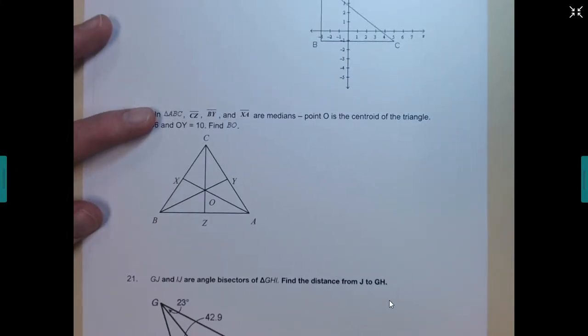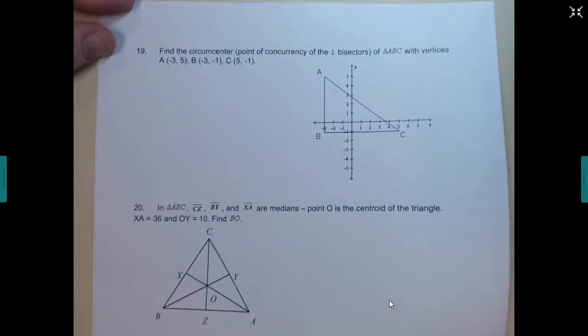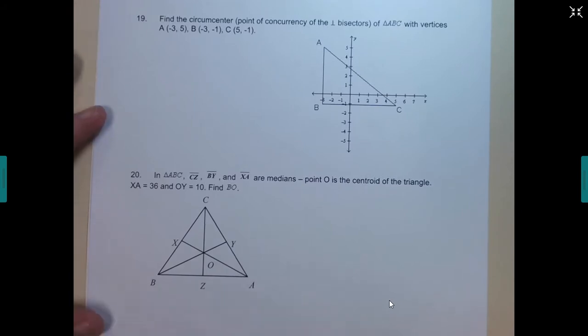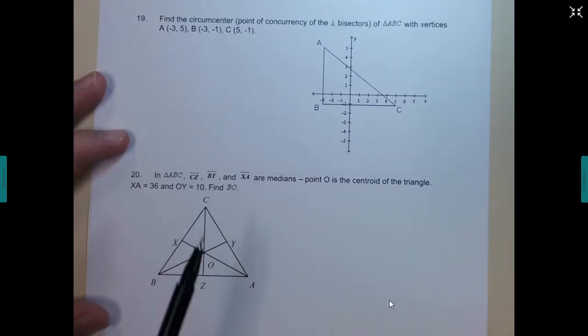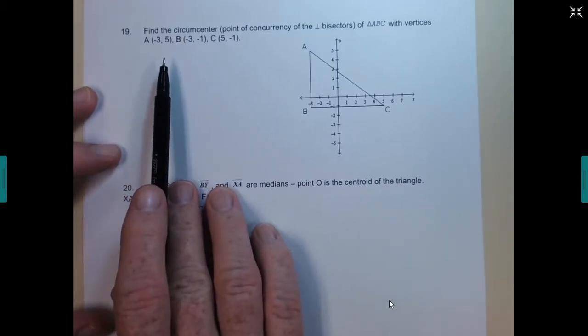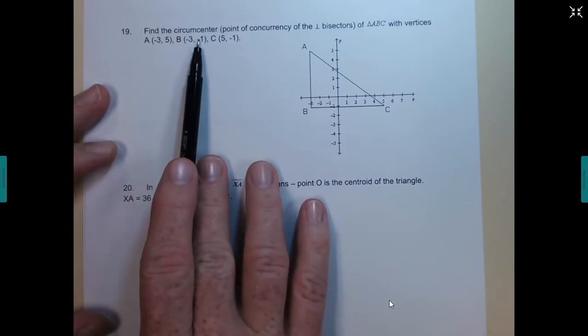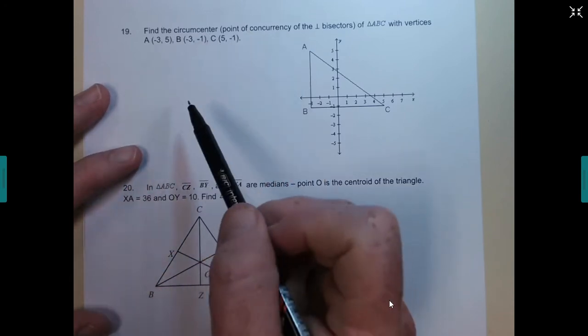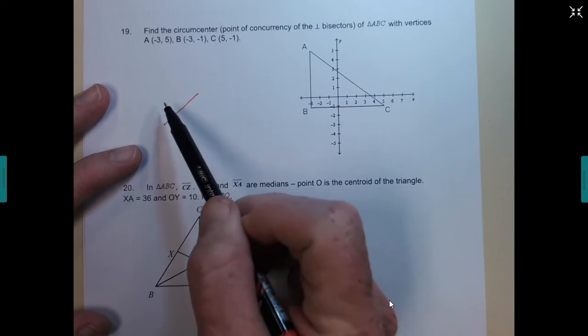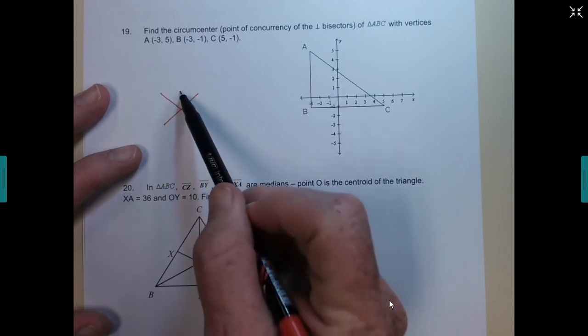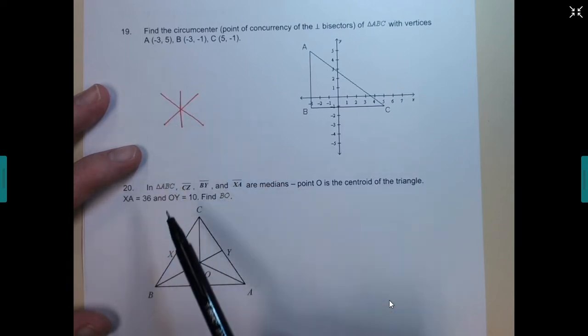All right, here comes page 3. These can be a little bit confusing, so make sure to read closely. They want us to find the circumcenter. That's the point of concurrency. Remember, a point of concurrency is when we have 3 lines all intersecting at one point.